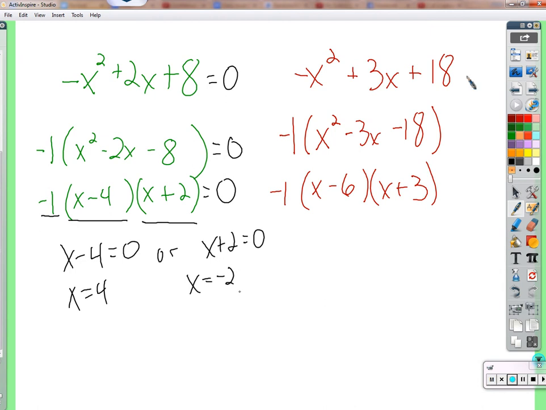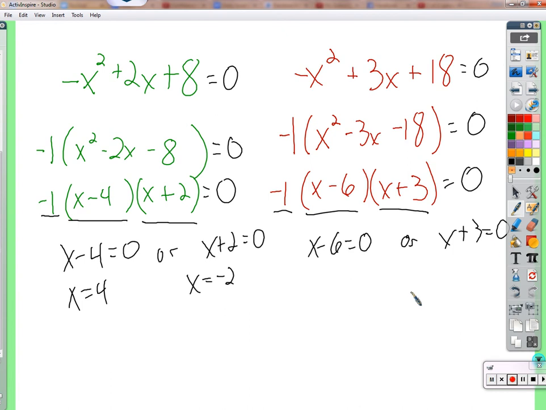So you see how this would go, still using this same approach. Now we have something times something equals 0. Obviously negative 1 can't be the 0, so one of these has to be the 0. x minus 6 equals 0, or x plus 3 equals 0. x equals 6, or x equals negative 3.